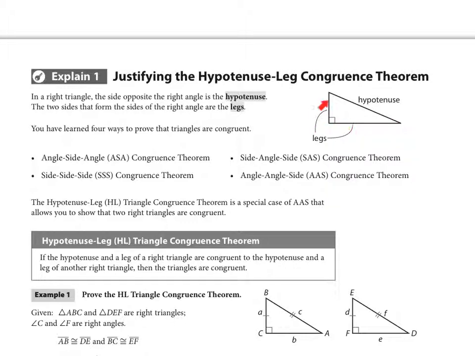Whatever 2 sides connect to make the right angle are the legs. So we have 2 of those. And then the longest side, the side that's not touching the right angle, is the hypotenuse. The hypotenuse is always the longest side in a right triangle. So we have 1 hypotenuse, we got 2 legs. That makes up our right triangle.